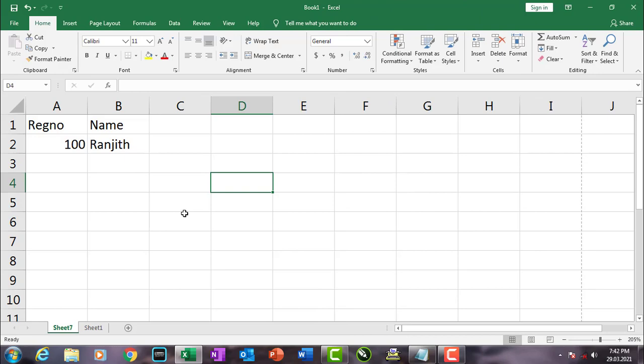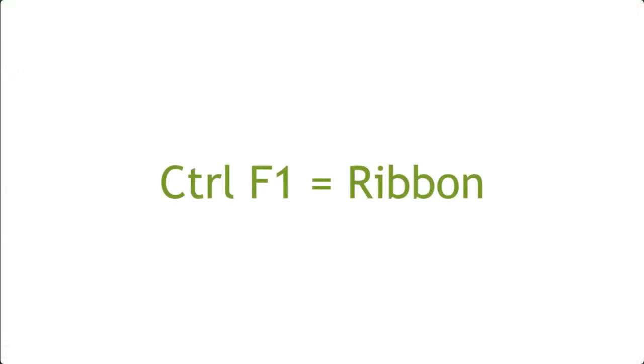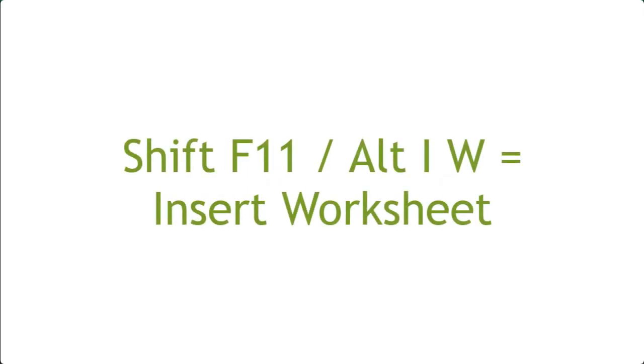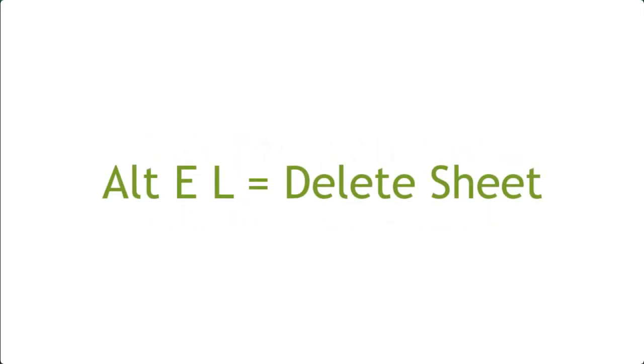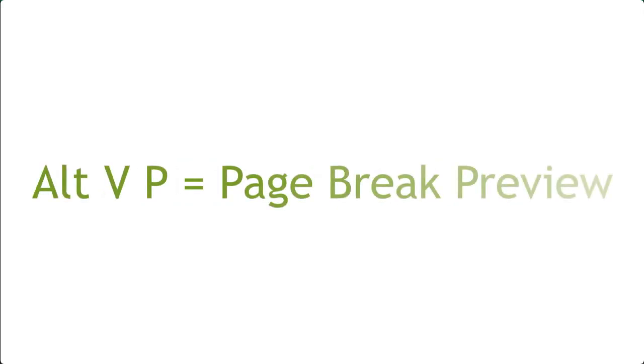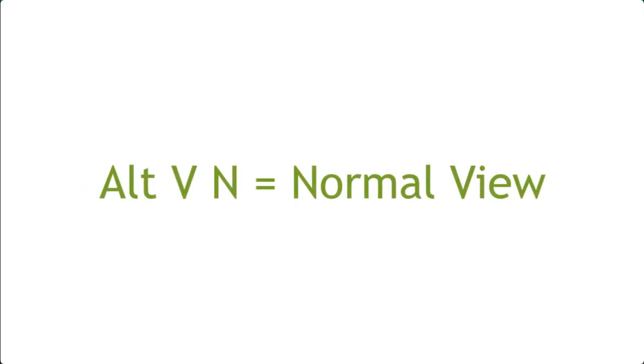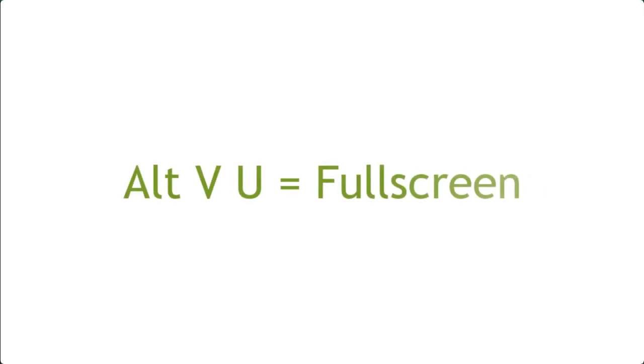In the introduction part, we have to learn some shortcut keys, that is Ctrl F1. It is related to the ribbon, to hide or unhide the ribbon, and press Alt IW or Shift F11 for inserting more worksheets, and press Alt EL to delete the unwanted sheets, and press Alt VP to switch the view of your worksheet to the page break preview, and press Alt VN to switch the view to normal, and press Alt VU to switch the view of your sheet to full screen. All these shortcuts are very important.